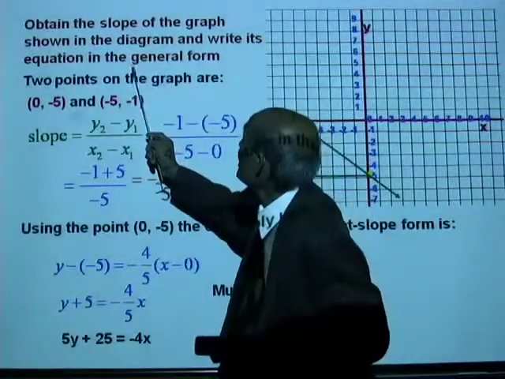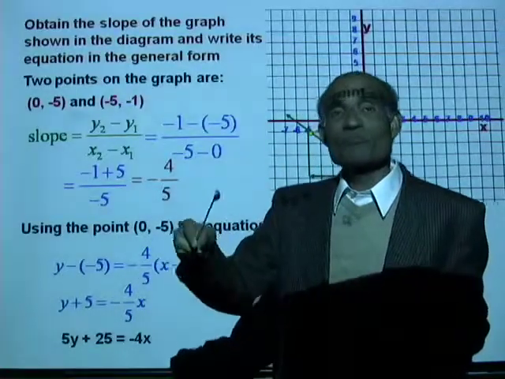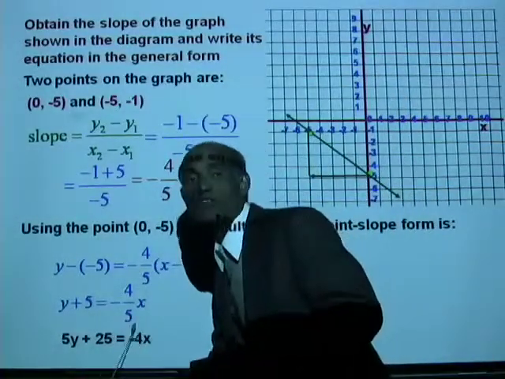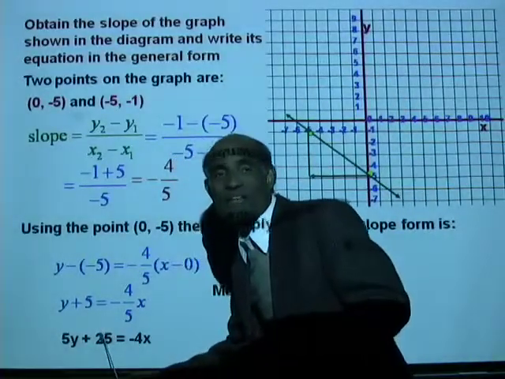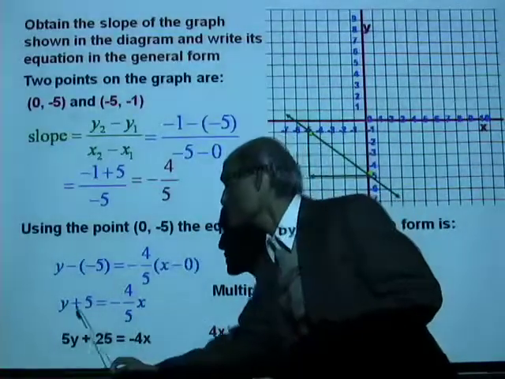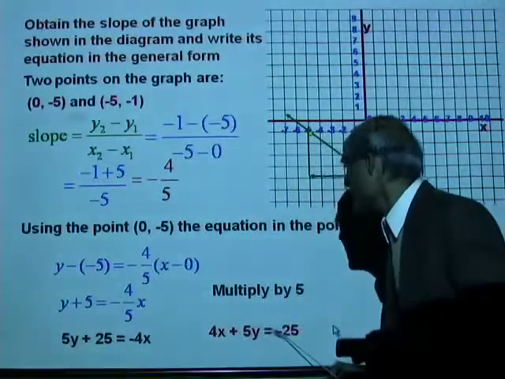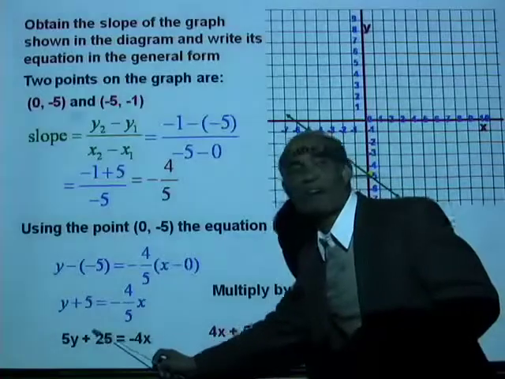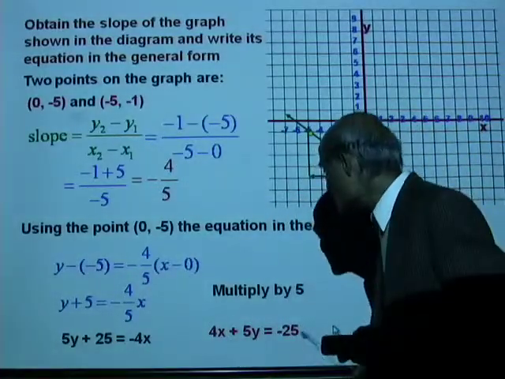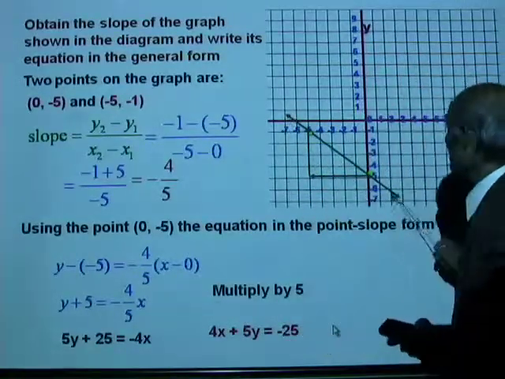But we have to write it in the general form. What is the general form? ax plus by equal to c. So we need to take that -4x to the left and bring that 25 to the right. Negative 4x goes to the left, becomes positive 4x, plus 5y equal to 25 comes to the right, becomes -25. And that is the general form of the equation of this line.